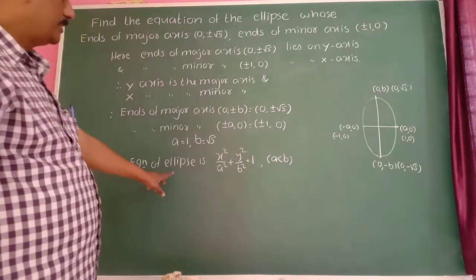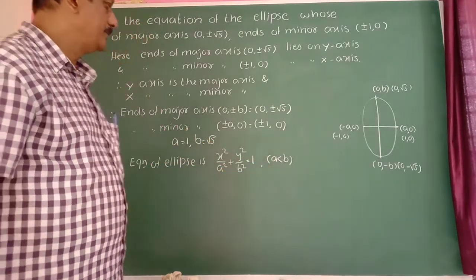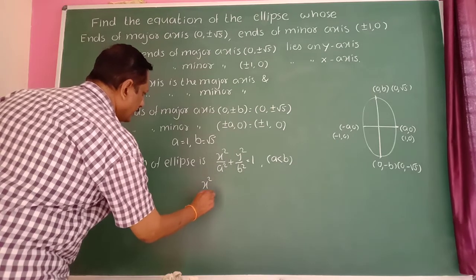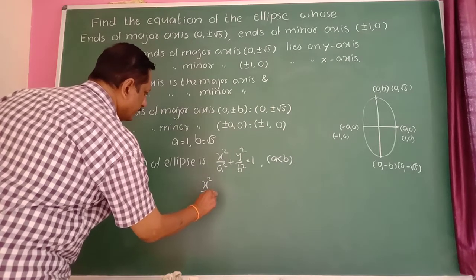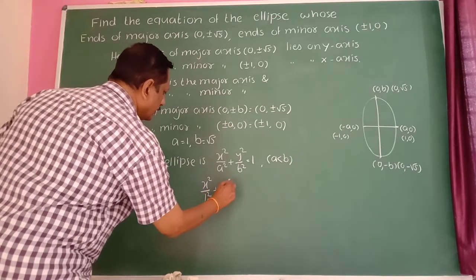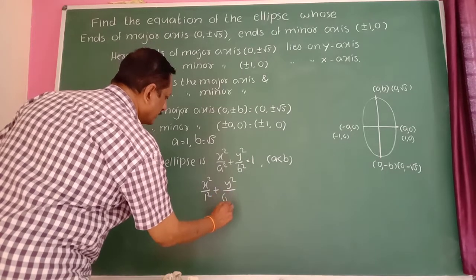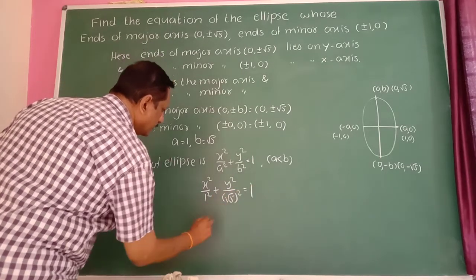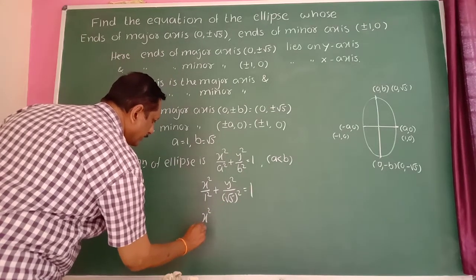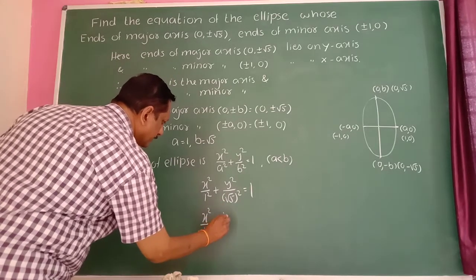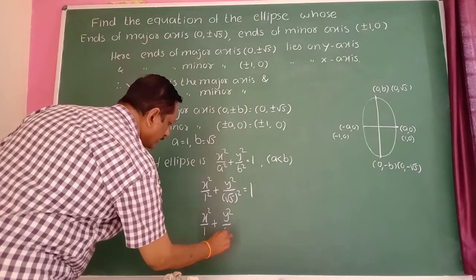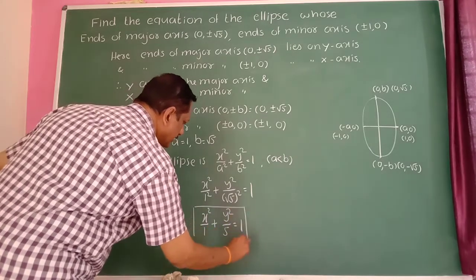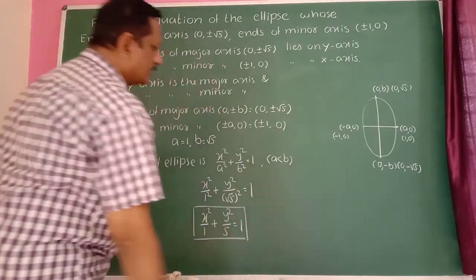Therefore equation of the ellipse is this one. Here a is less than b. Therefore x square divided by 1 square plus y square divided by root 5 square is equal to 1. X square divided by 1 plus y square divided by 5 is equal to 1. So this is the equation of the ellipse.